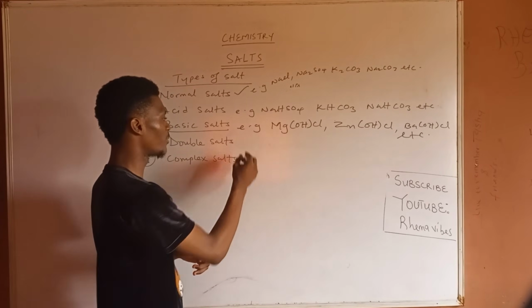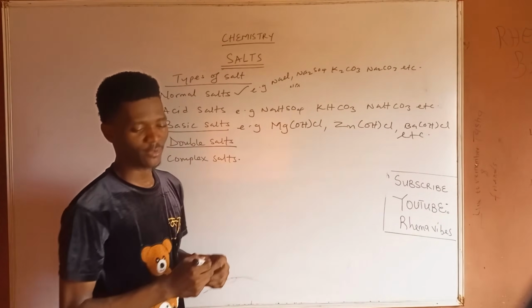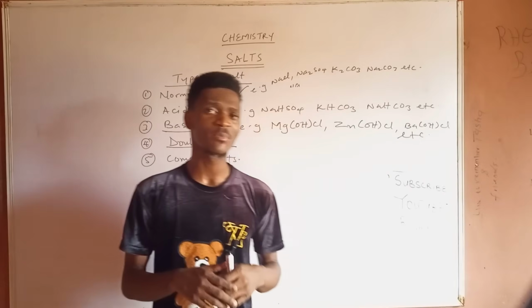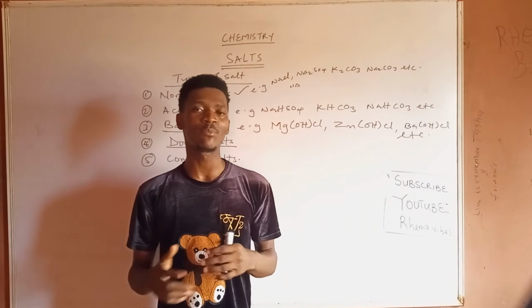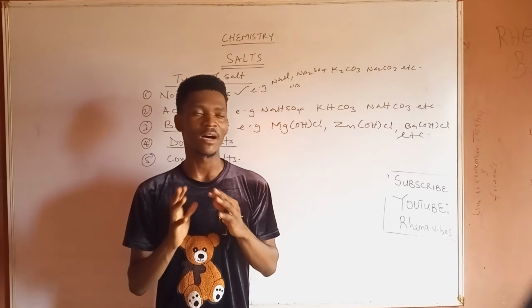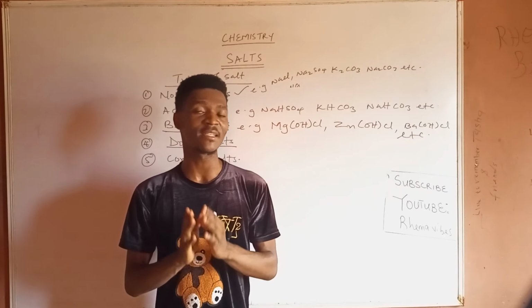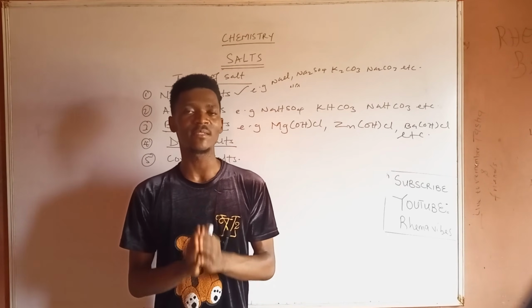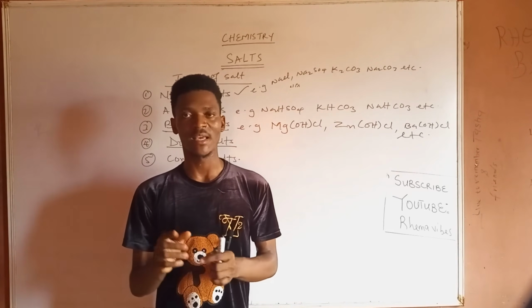Then the next is double salts. Now, what are double salts? Double salts are simply salts that are formed by the simple combination of two salts, and these two salts are usually simple salts. So it's just like the word double.